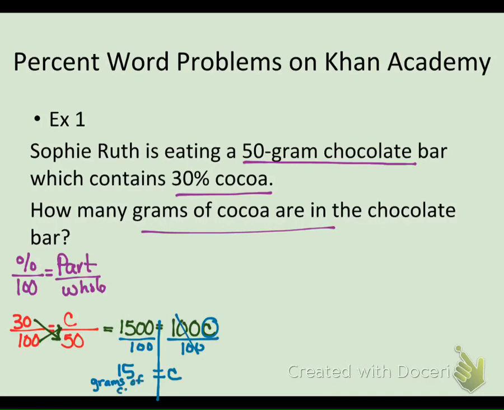So 15 grams of cocoa. So if you've got this one down, go ahead and start looking at the next one. If you have example number 1 down, go ahead and take a look at example number 2 and see if you can start determining what information you know and setting up your proportion.